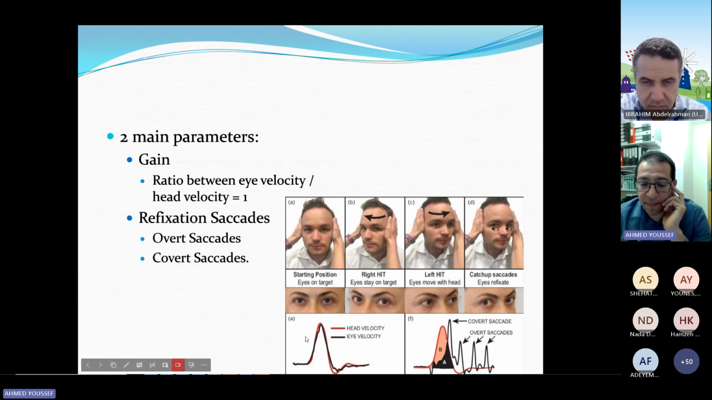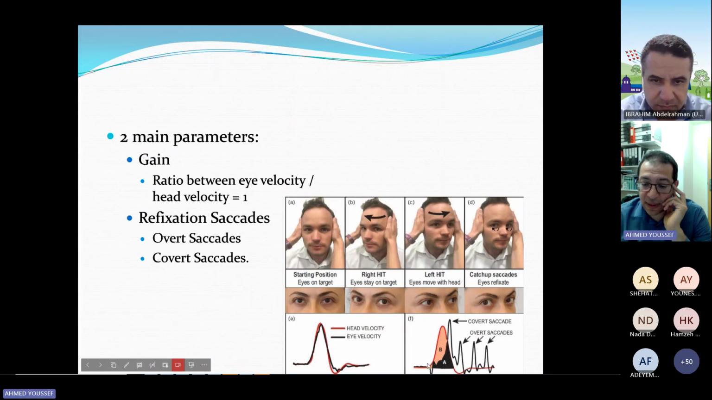So if we look at the graph that we get, the red is the head velocity or the head movement, and the black is the eye movement. So for the right side, when his head was turned to the right side, there's no saccade. It was just following the head. The eye was following the head.